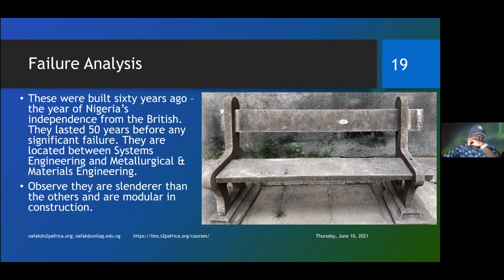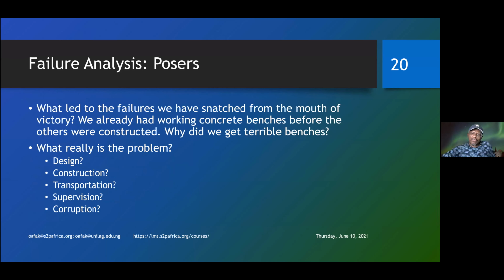So the question that will come is about failure analysis posters. I'm on page 20 now. If you have not seen page 20, please complain. Failure analysis posters: what led to the failures we have snatched from the mouth of victory? What led to these failures? We already had working concrete benches before the others were constructed. Don't forget, the ones that have lasted for 61 years were already there before contracts were awarded to make those cheaper ones that are bogus and useless.